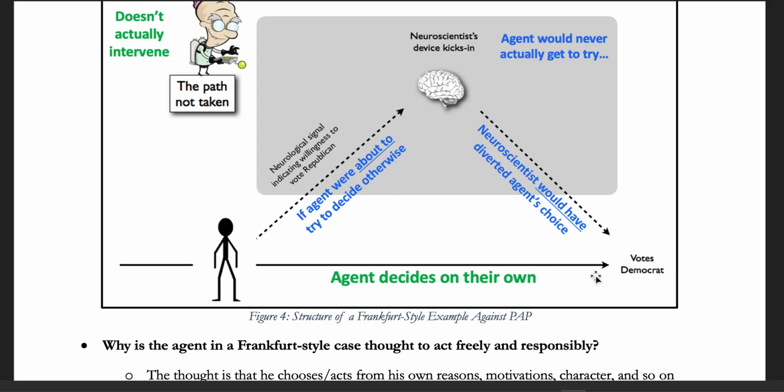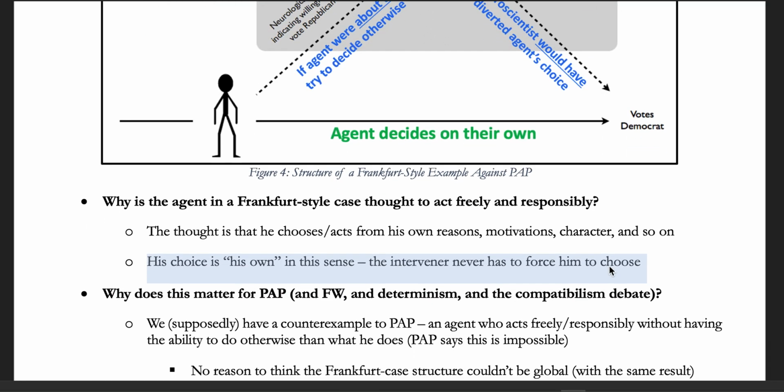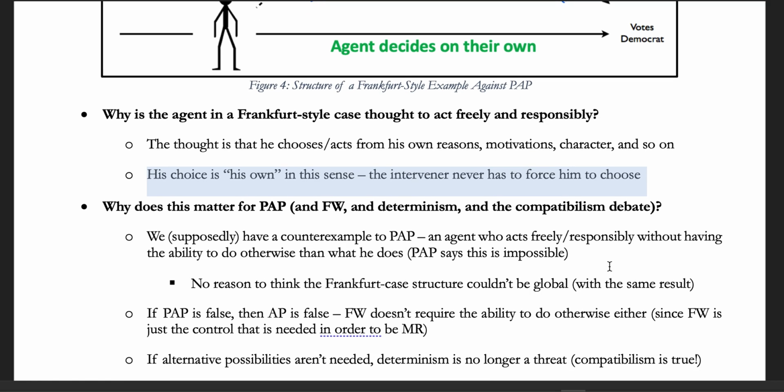They either do it on their own, or if there's a signal that they're not going to do it on their own, then they're going to go through this process and be forced to do it. Okay, so they can't do anything other than this, but the way in which they do it suggests that they're responsible for doing it. Therefore, they could be responsible for doing this even though they couldn't have done otherwise. That is why it matters for PAP, because that is just a counterexample to PAP.